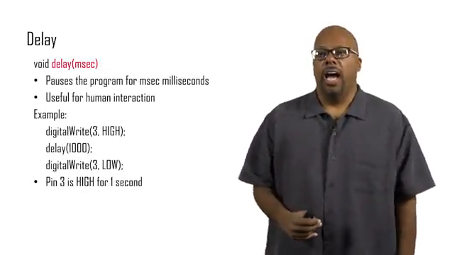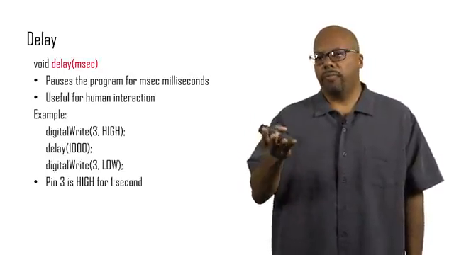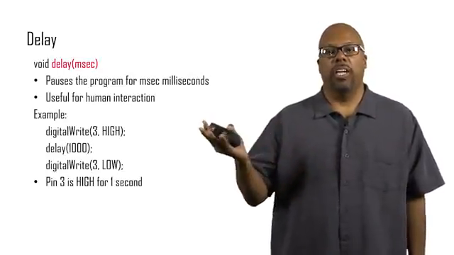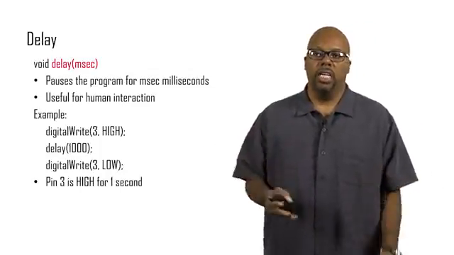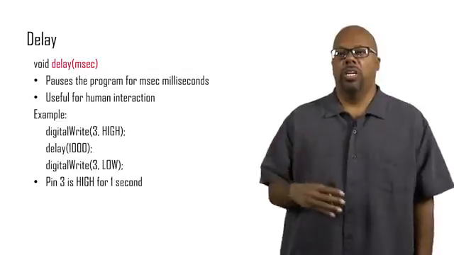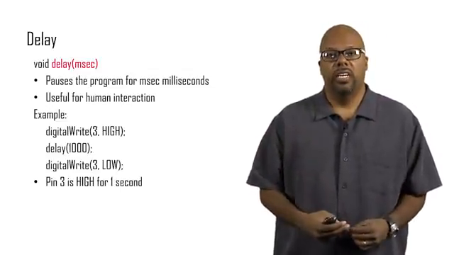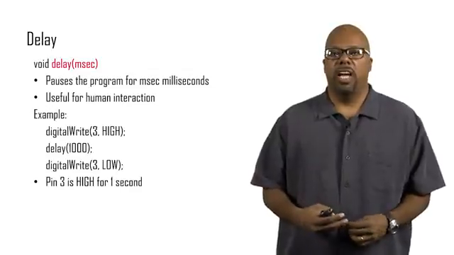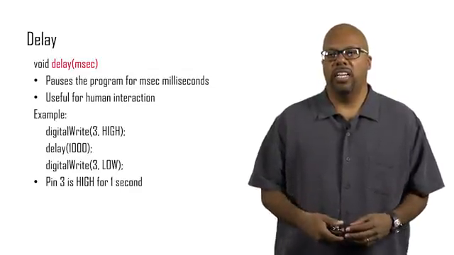So here's an example. We've got digitalWrite pin 3 HIGH. That sets pin 3 high. Then delay 1,000, so that waits for 1 second. And then digitalWrite 3 LOW. What that does is it just sets the pin high for 1 second. So that's pretty simple, what delay does.